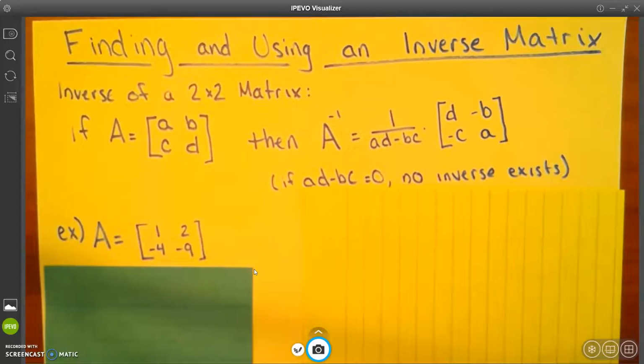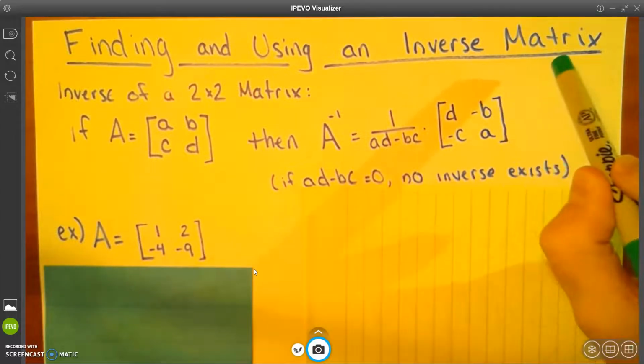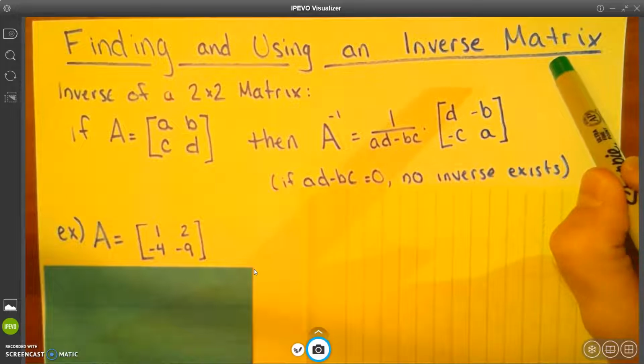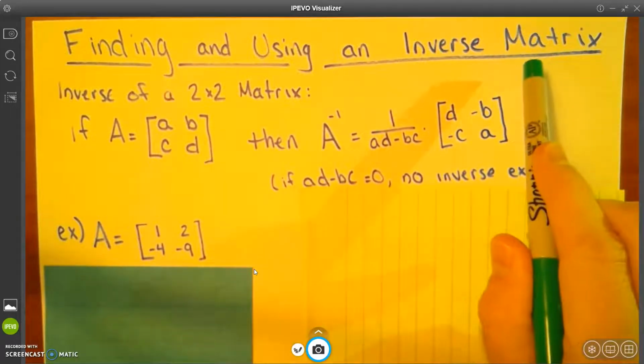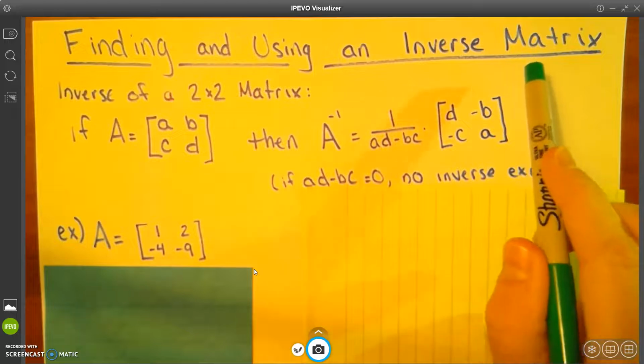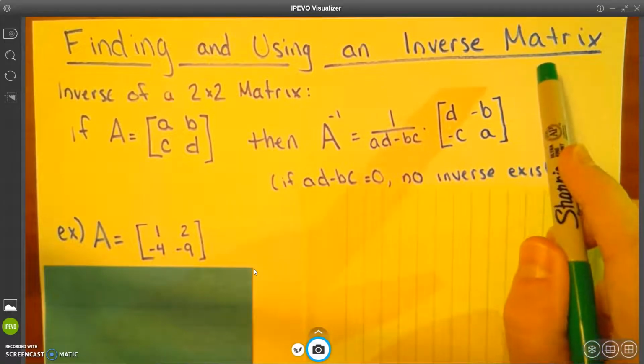Good morning, folks. I'm going to pick up where we left off yesterday with matrices. I hinted at the idea that when you multiply two matrices and you get that 1, 0, 0, 1, they are what's known as inverse matrices. So today's video is going to be about what an inverse matrix is, how to find it, and then how to use it to your benefit.